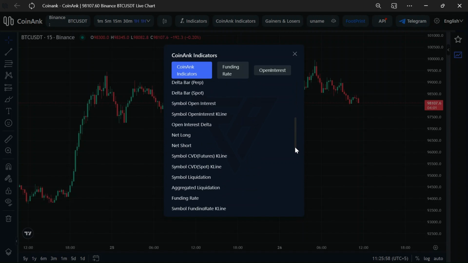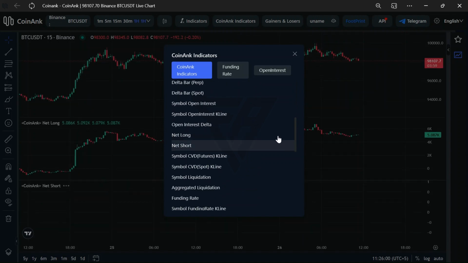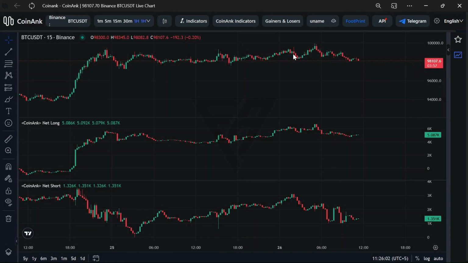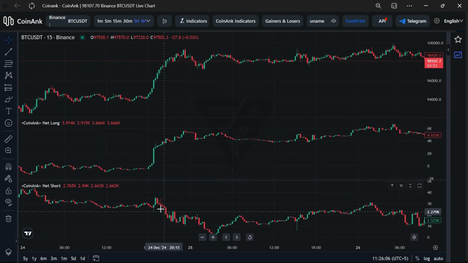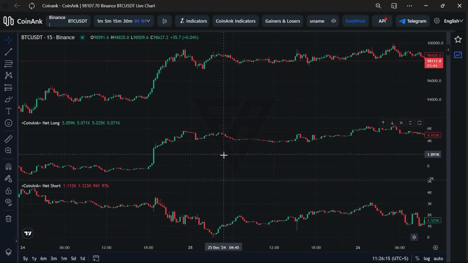Another indicator you can test and use in your trading system is net shorts and net longs. It shows where short and long positions are opened and where they are closed. Also look at places where a large amount of longs or shorts are opened, because price usually targets these large positions.